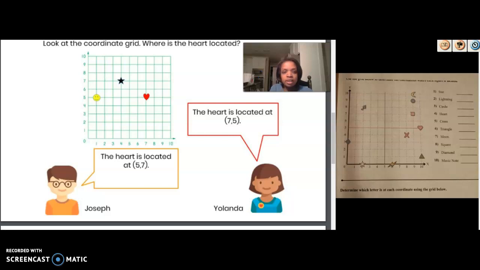Okay, so if we look at the heart, it is located right here. The first thing that we do is we always follow X first, then Y. If you think about that, X comes before Y in the alphabet. So I'm going to go over until I see the heart, which is 7. So the first number would be 7. Then I go up, and I look over and I see there's a 5. So the correct person would be Yolanda at 7, 5.